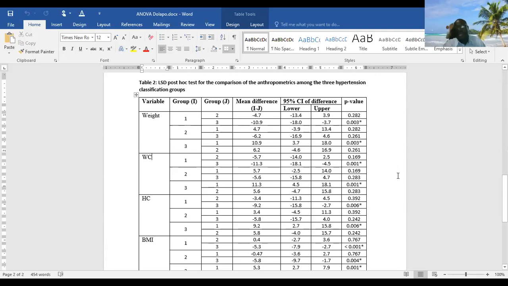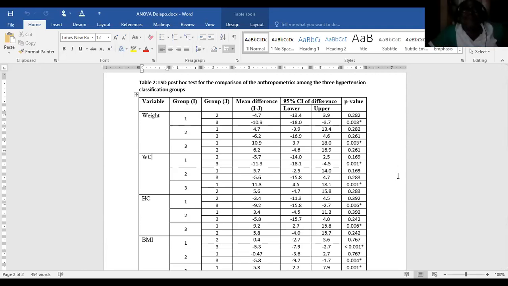We'll come back to why we use LSD. So you know it's Bonferroni we just did now. We'll go and run it with LSD, and you'll see why people criticize Bonferroni for overcorrecting.